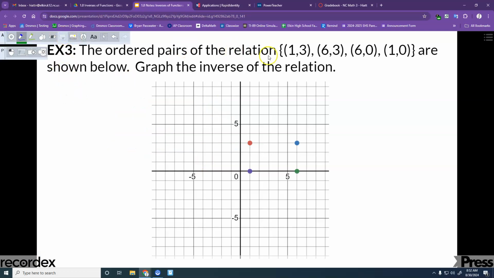All right, so the ordered pairs of the relation (1, 3), (6, 3), (6, 0), (1, 0) are shown below. Graph the inverse of that relation.